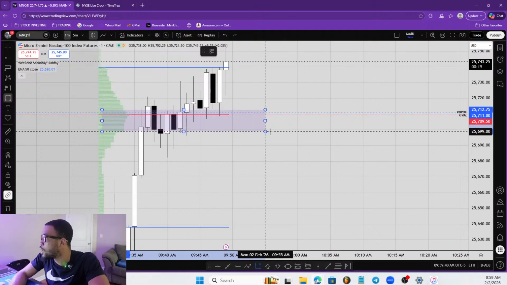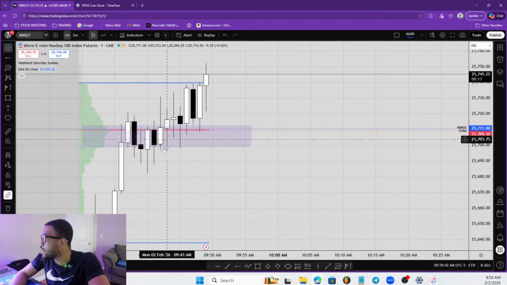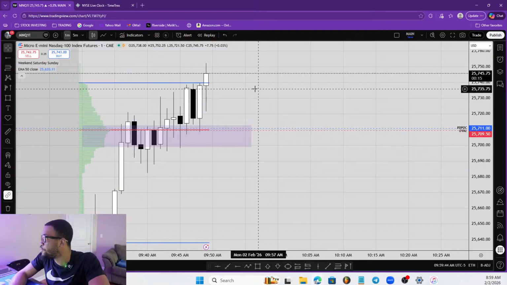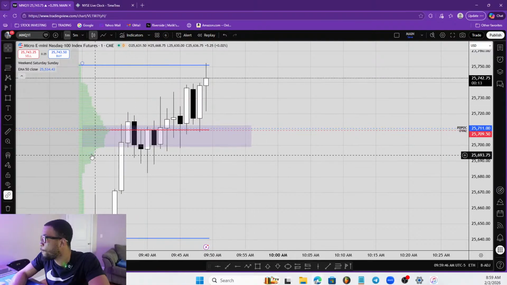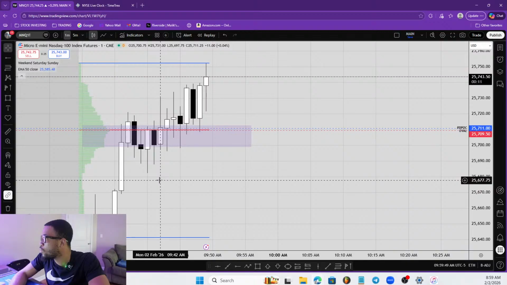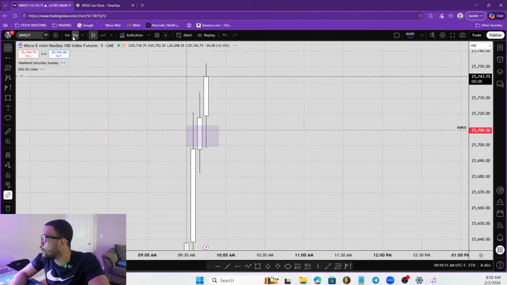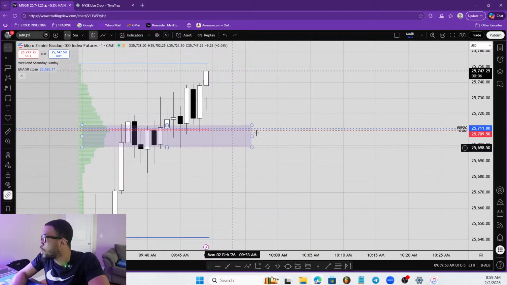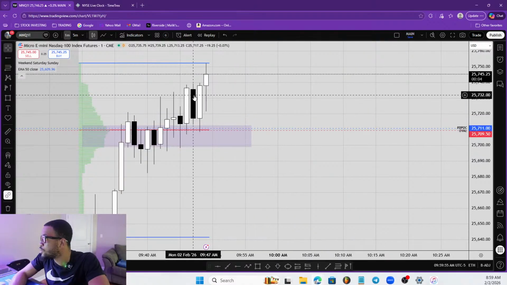This high volume node right here, price came up. So I see why I shouldn't be trading on.